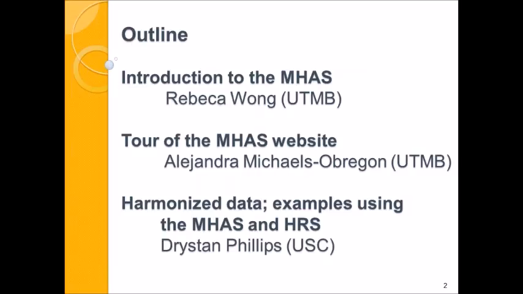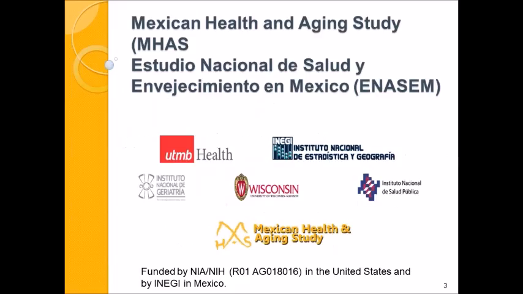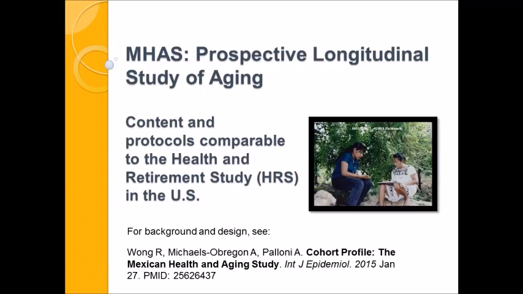Okay. So for those of you who are familiar with the MHAS, just bear with me for the first 5-10 minutes. You'll get a tour and introduction to the MHAS and the tour of the website. So the Mexican Health and Aging Study started way back in 1999. We started thinking about doing a prospective study, a longitudinal national study of aging in Mexico. So that's how it started. And it was a collaboration among multiple institutions, both in Mexico and the United States. We thought from the beginning that it should be a study that had content and protocols that were comparable to the Health and Retirement Study, which was already in place since 1992. And the blueprint that we use, really, it continues to be the HRS for the MHAS.